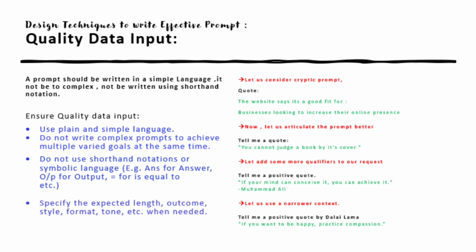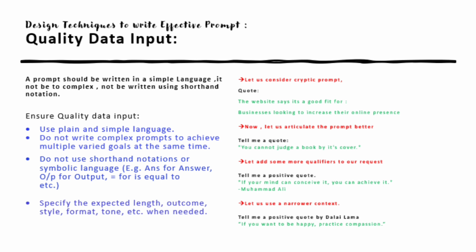For example, if you just ask for a quote, it will give some results, like "the website says it's a good fit for...". I don't want that; I just want a quote. So I say, tell me a quote. It gives: you can't judge a book by its cover. Next, I'm adding a qualifier to the request, like tell me a positive quote. It will give me a positive quote, not a random one: if your mind can conceive it, you can achieve it, by Muhammad Ali, including the author.